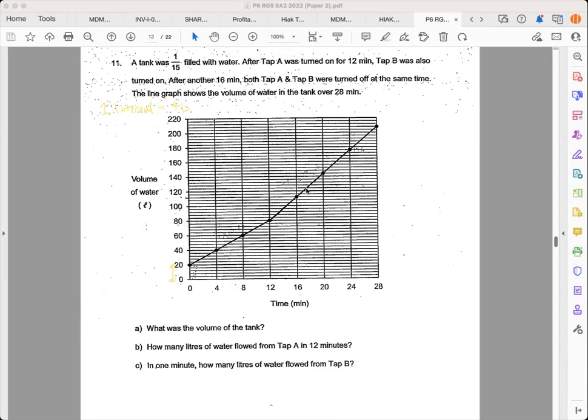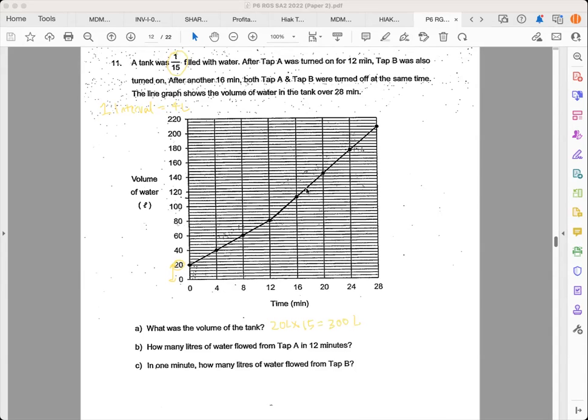Now, what was the volume of the tank? You'll notice that it begins with 1/15 filled, and 1/15 is 20 liters. The tank will have 15 parts, 15/15. So the volume of the tank will be 20 liters, which is 1/15, multiplied by 15, and you get the entire tank, 300 liters. So that's the answer for part A.